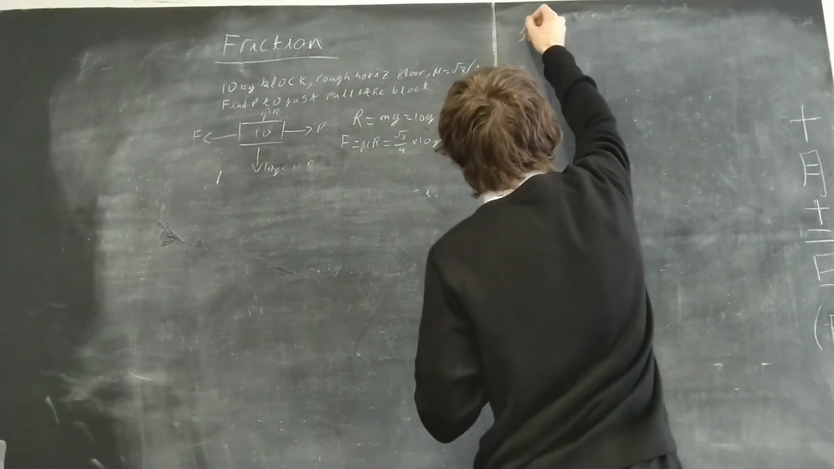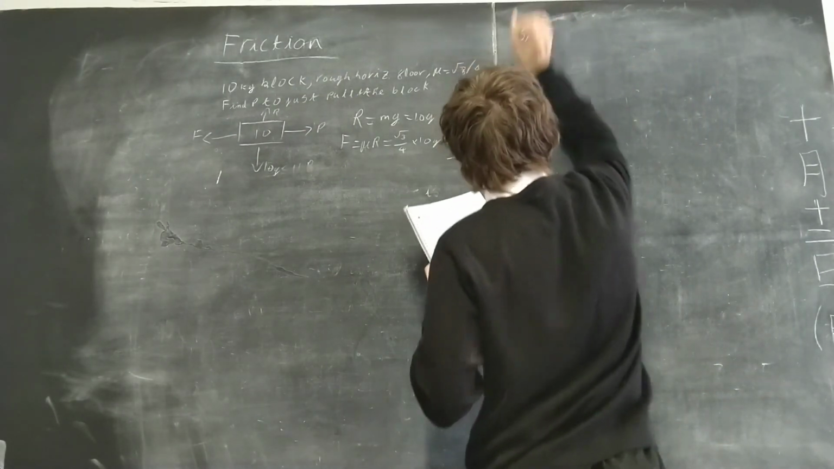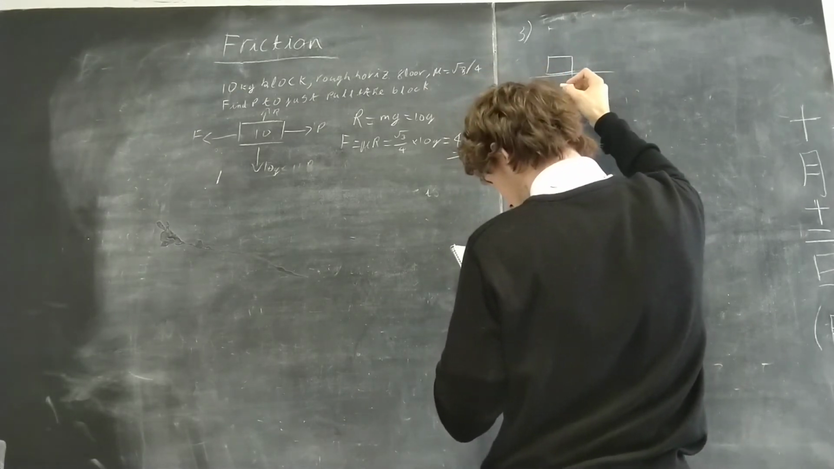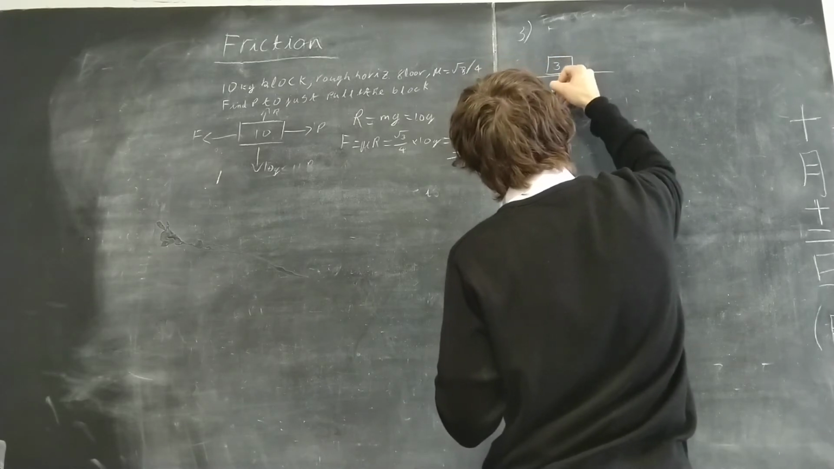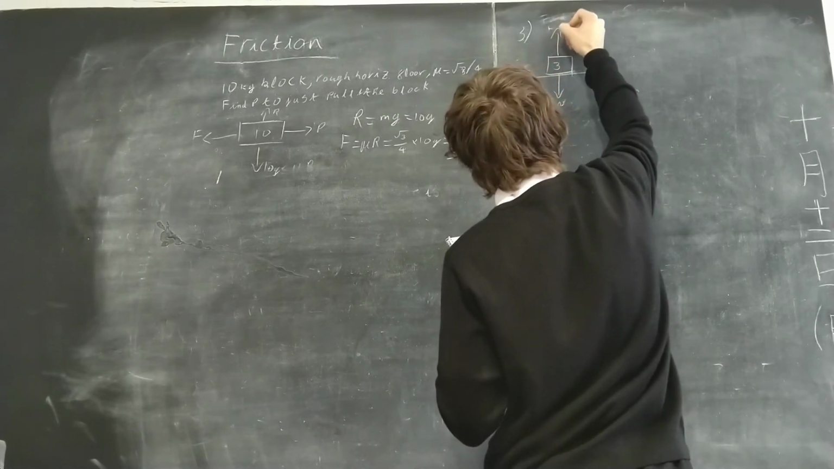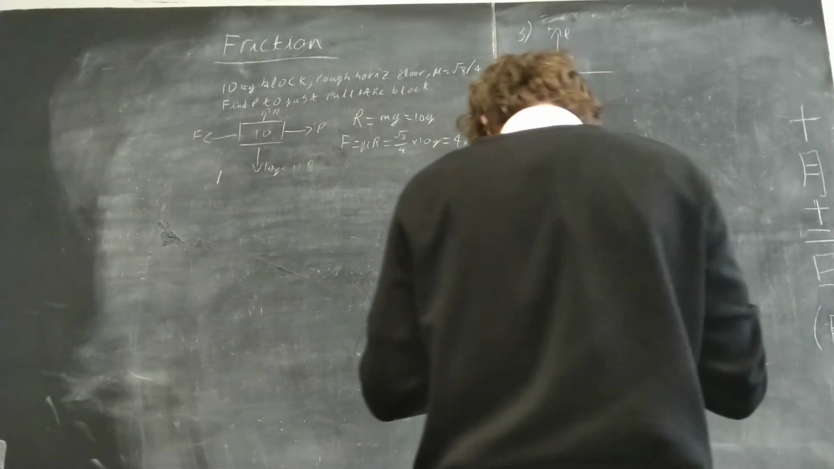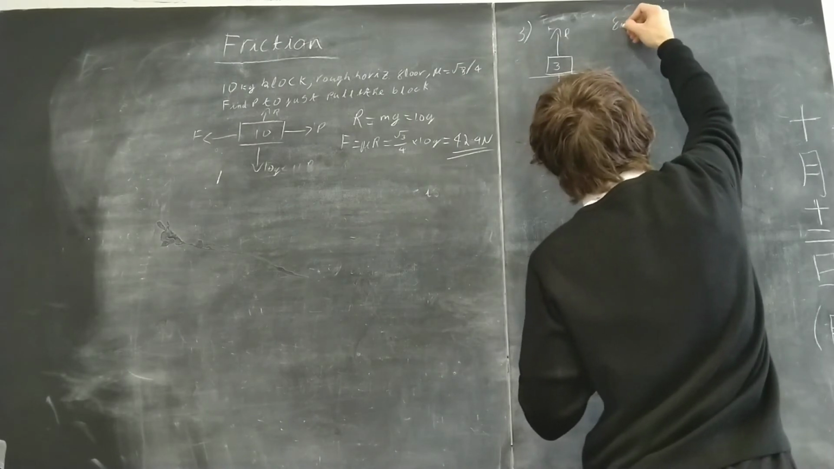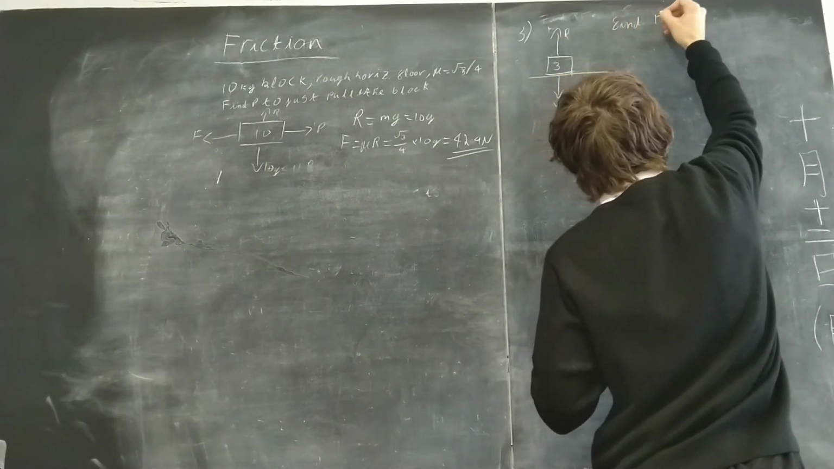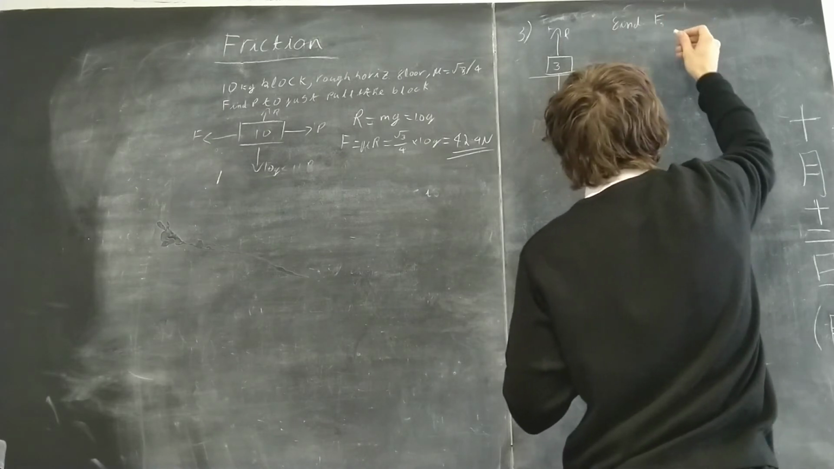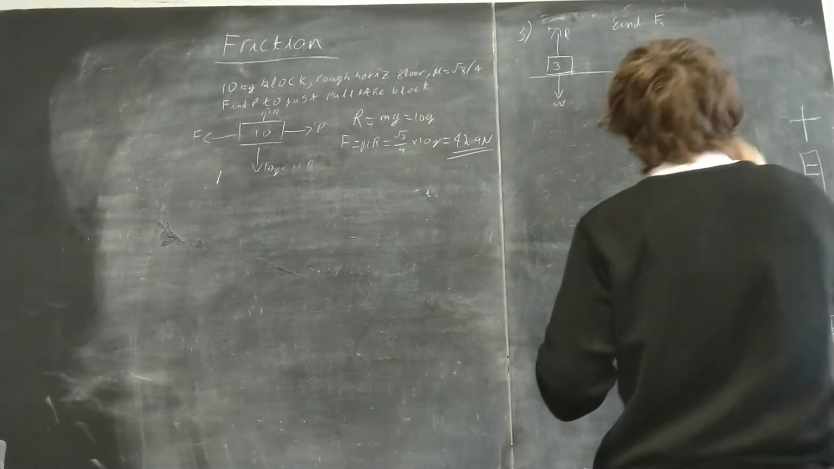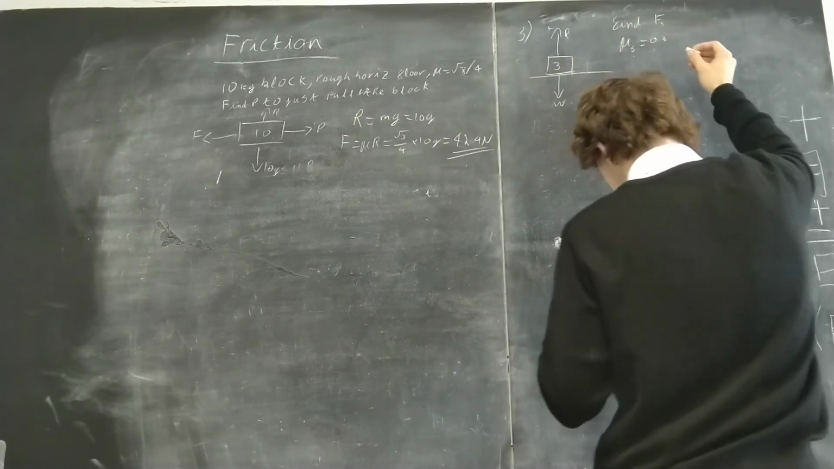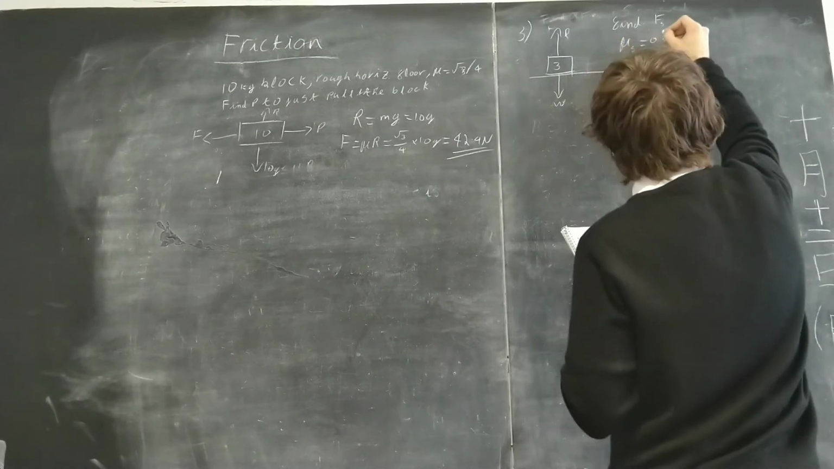So I'll just draw the diagram for this. We've got the block, again it's on a horizontal, we've got W, and we have up. Can you show what you're trying to find as well? We are to find Fs. Is that 3 kilogram there? Yes. Coefficient of static friction is equal to 0.4.